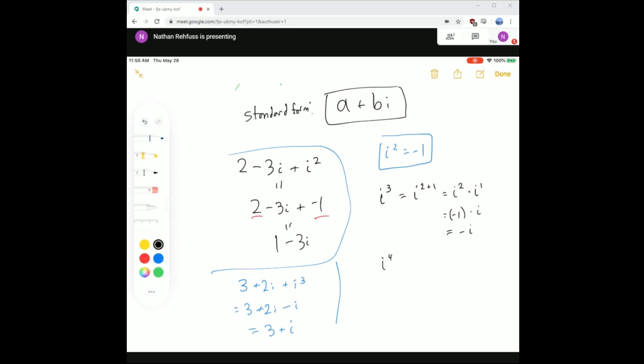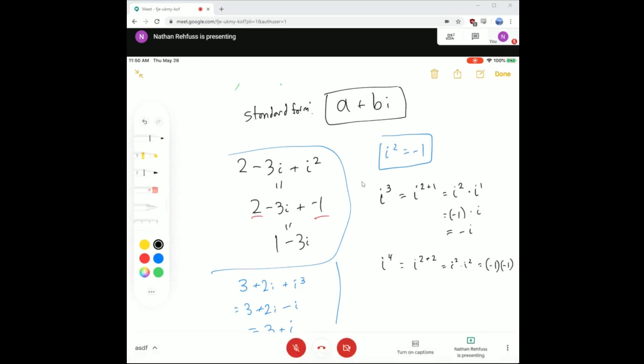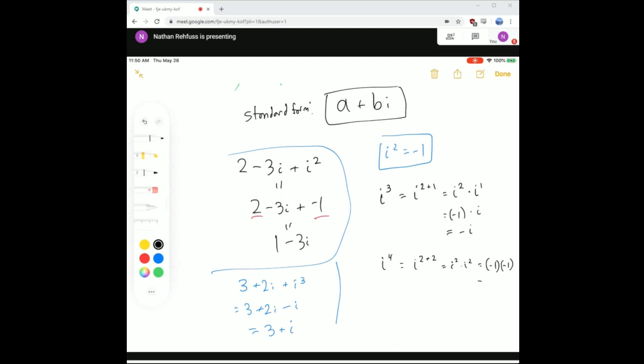i to the fourth is i to the power of 2 plus 2. So it's i squared times i squared by the product property, which is -1 times -1 by our definition up here. i squared is -1 in both cases. And we know that -1 times -1 is 1. So that's a weird fact. We just found out that i cubed is -i. And we found out that i to the fourth is 1.